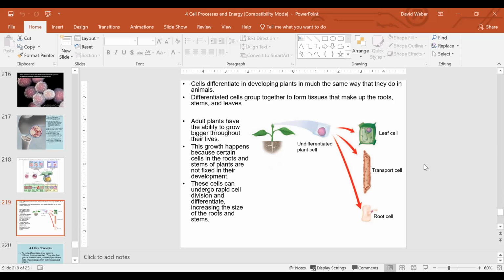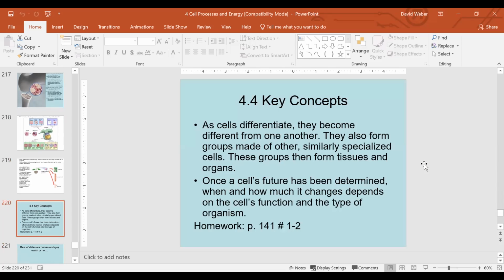So this growth happens because certain cells in the roots and the stems of plants are not fixed in their development. These cells can undergo rapid cell division and differentiate, increasing the size of the roots and the stems. You don't need to write any of those, guys, okay? But I just wanted you to think about that.